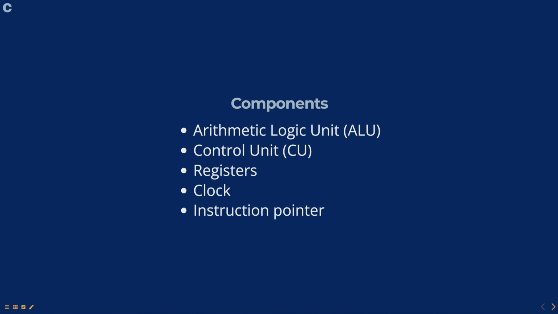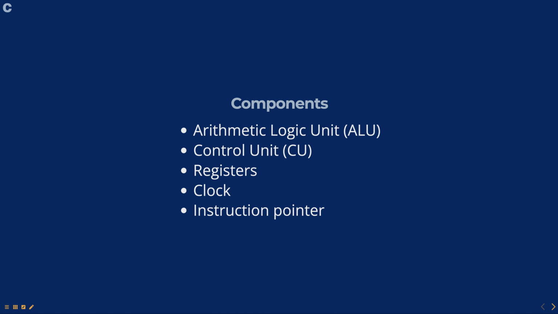Registers. Registers are small memory locations within the CPU that are used to store data and instructions for immediate use. They are the fastest type of memory and can be accessed in a single clock cycle.